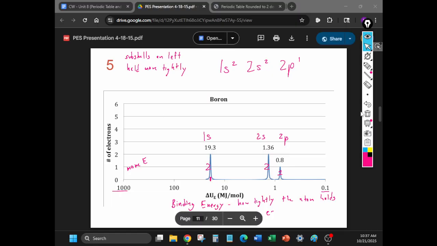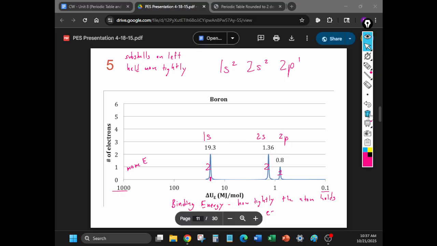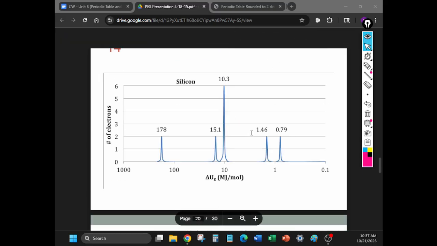And again, this will be on your exam. I was looking at it yesterday, and you do have 1 or 2 PES questions, depending on your version. Okay, so let's go down a little bit more and look at some more complicated atoms.